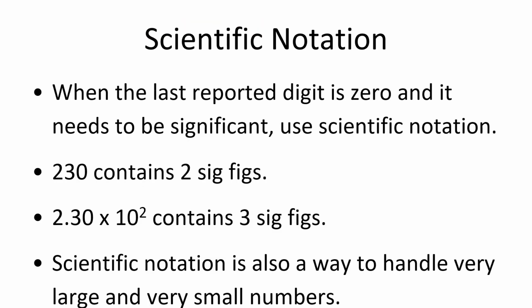Significant digits also need to be considered when using scientific notation. Scientific notation is a way to handle very small and very large numbers, and you'll use it frequently throughout your scientific career. When the last reported digit is a zero in a number and it needs to be significant, you can use scientific notation to reflect this. For instance, 230 contains two significant figures. But if you say 2.30 times 10 to the second, this contains three significant figures. So be careful when converting to scientific notation and be sure that you're reflecting the correct amount of significant figures.